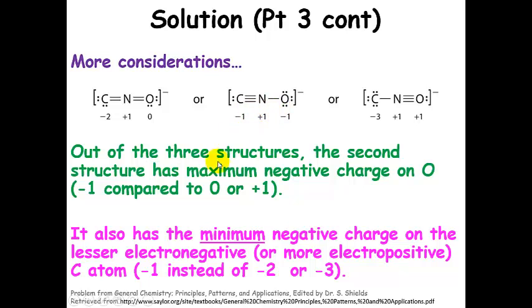Okay, so the second structure has maximum negative charge on oxygen, so the most we can possibly get. Okay, and it also has minimum negative charge on the lesser electronegative element. Okay, so -3, -2, and -1. So that's just another way of saying the same thing that we've already talked about.